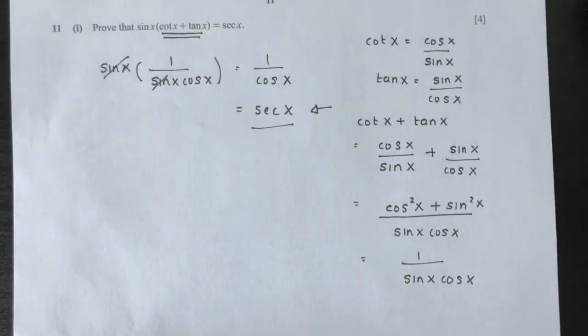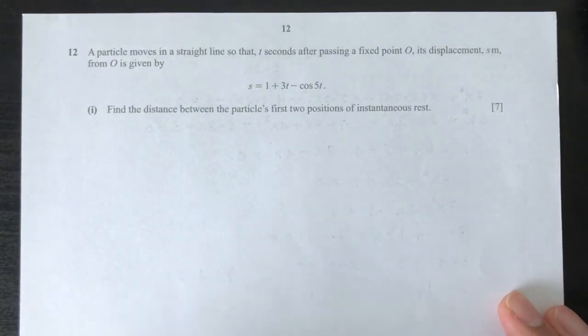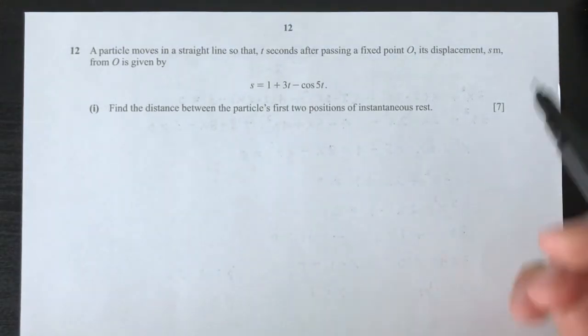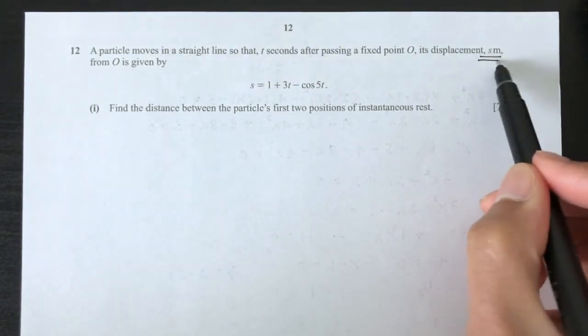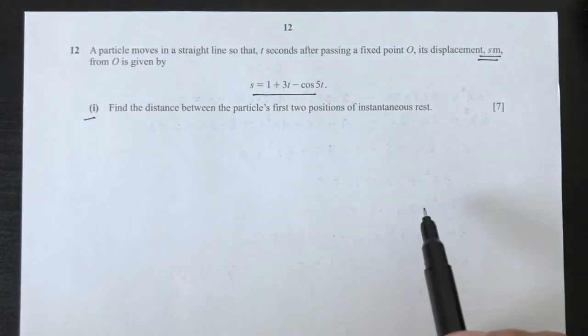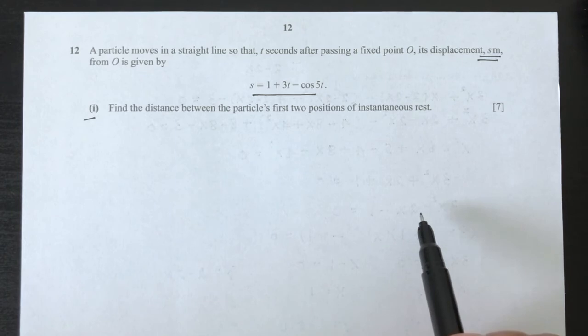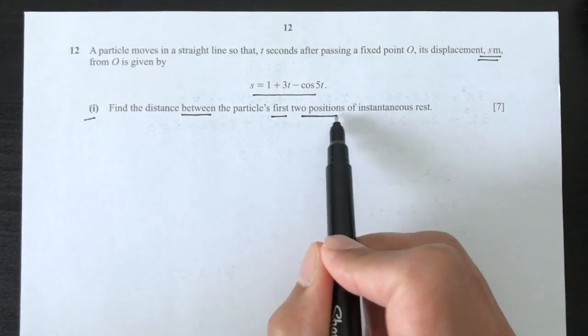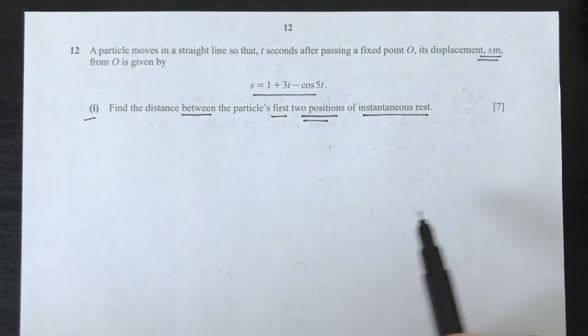Now this is your question number 11. Let's move on to question number 12. A particle moves in a straight line so that t seconds after passing a point O, its displacement s is given by this formula. Now part 1, find the distance traveled between the particle's first two positions of rest.